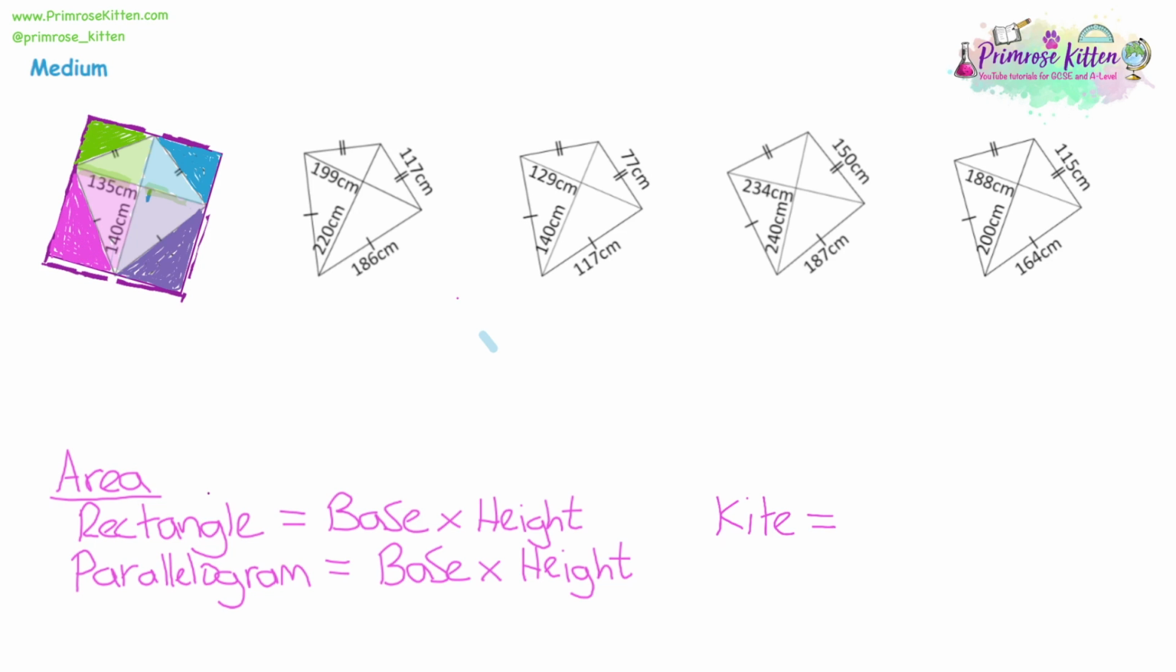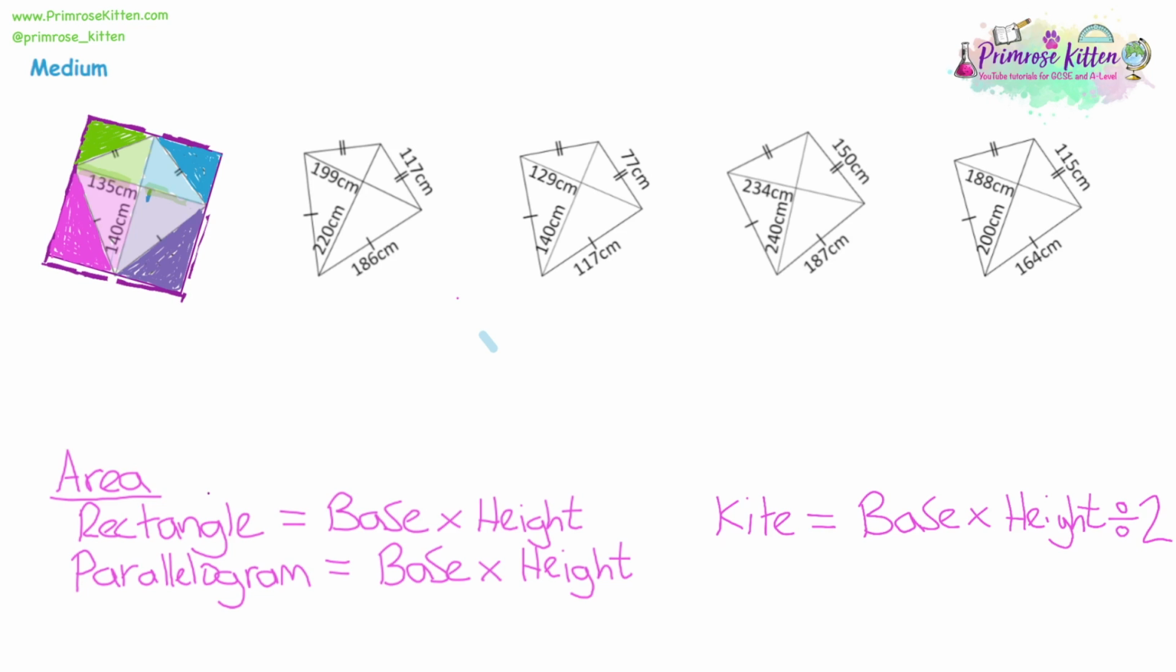So what does this mean? Well, what it means is the kite is half the size of that rectangle. So how do we get the rectangle? We did base times height. And then how do we get the area of the kite? We have to divide that by 2, because it's only taking up half the size of the base times height.